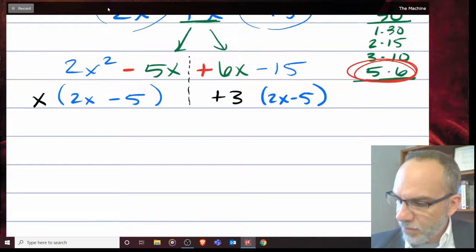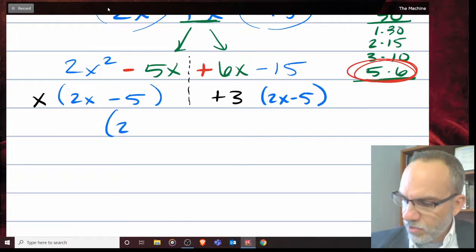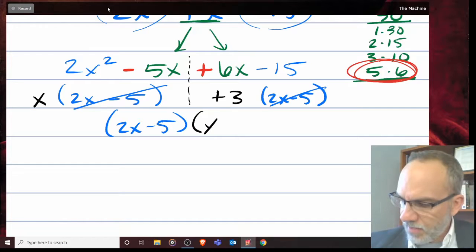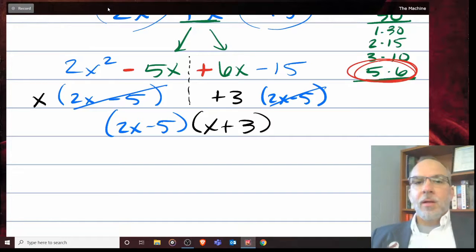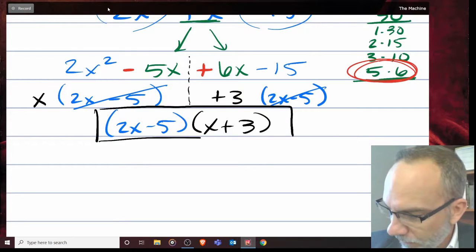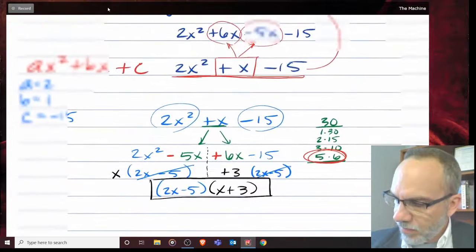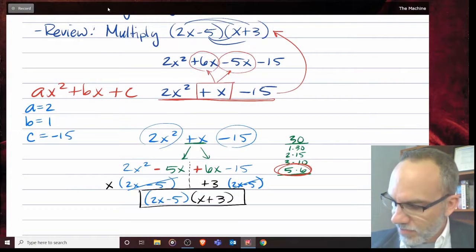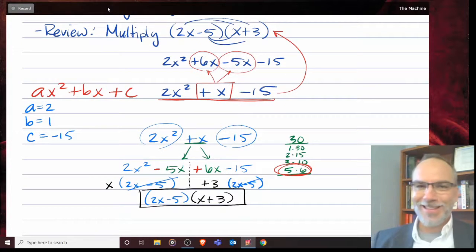So now I'm almost finished. The common factor that they share is the 2x minus 5. So 2x minus 5 comes out, and once I strike those through, what piece remains? An x plus 3. There we go. I have factored it, and let me look, because I forgot: is that what I started with at the very top? 2x minus 5 times x plus 3? Yes!